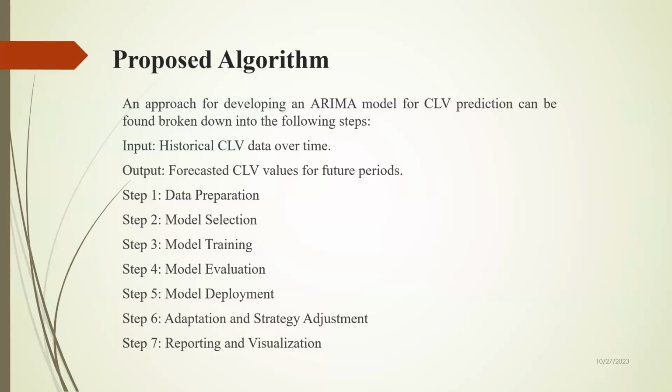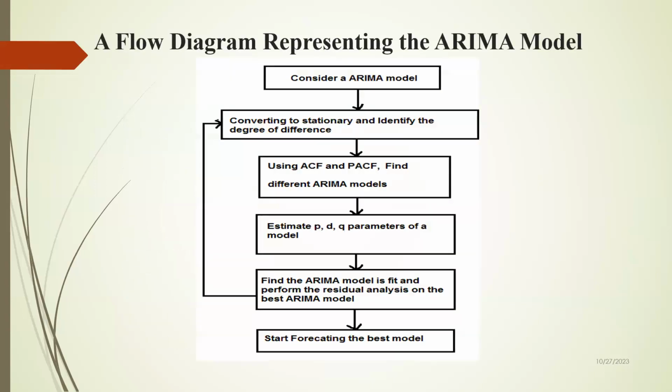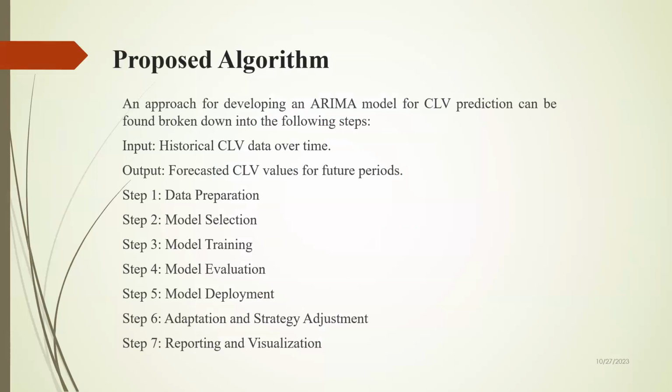And step 2, we have to use model selection and analyze the autocorrelation and partial autocorrelation plots to determine the ARIMA model and order (p, d, q), as we have seen in the flow diagram. And the third step is model training: split the data into training and testing sets, reserving data for evaluation, and fit the ARIMA model.